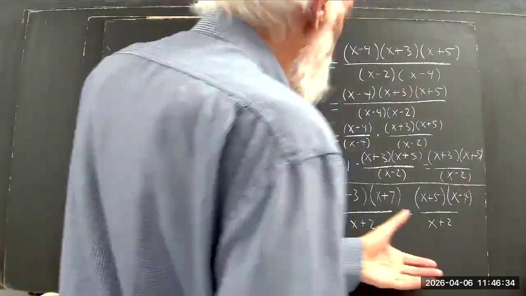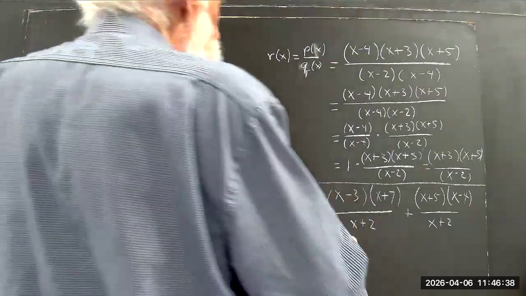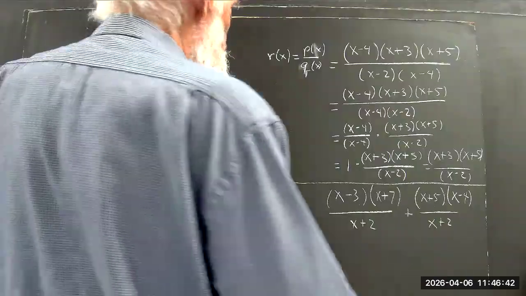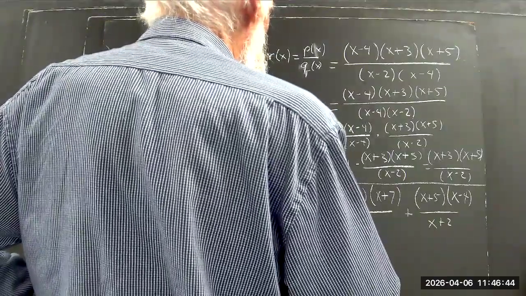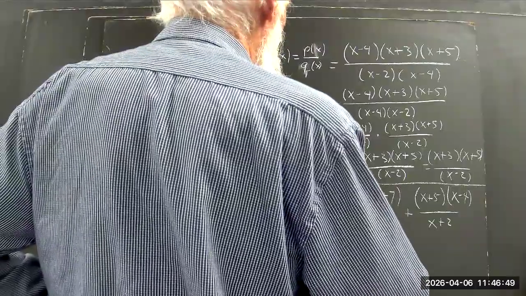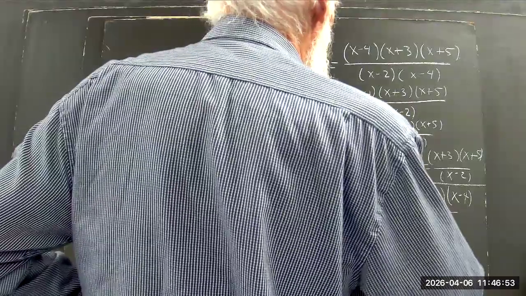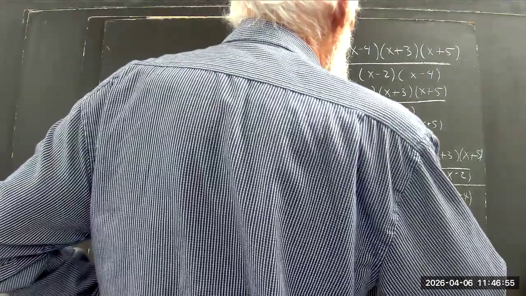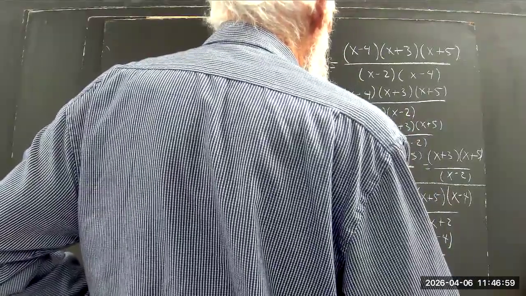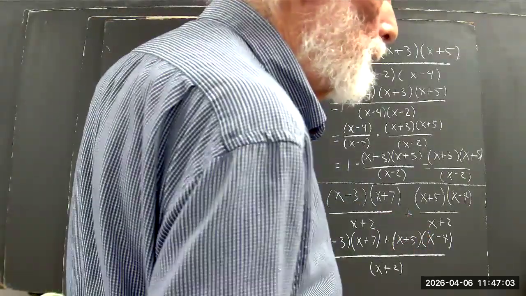So we could actually factor the denominator out of these two terms, but if you have the same denominator, you know that it's okay to add the numerators. So this becomes x minus 3 times x plus 7 added to x plus 5 times x minus 4, all that divided by x plus 2. Now, we don't multiply the x plus 2 by the x plus 2.